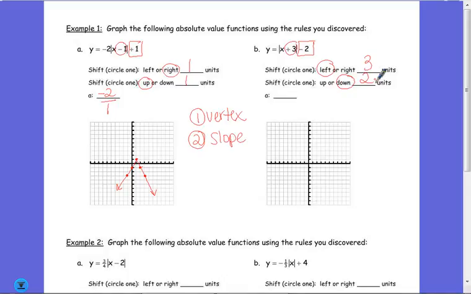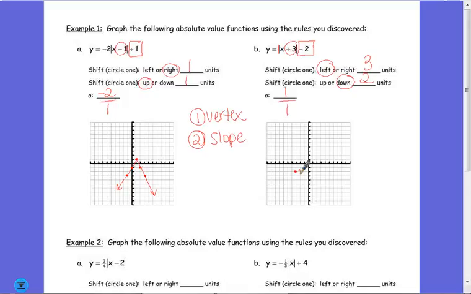Well, what is the slope? Well, where was the slope over here? It was in front. Well, what happens when there's nothing in front? Do you not have a slope? Hopefully you're thinking there's always an imaginary number. This is an imaginary 1 right there. So our slope is 1, but we needed a fraction, so we're going to put it over 1. So we do our vertex first. Left 3, down 2. Left 1, 2, 3, down 2.